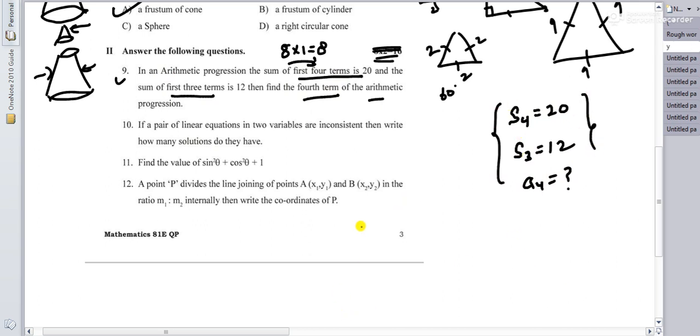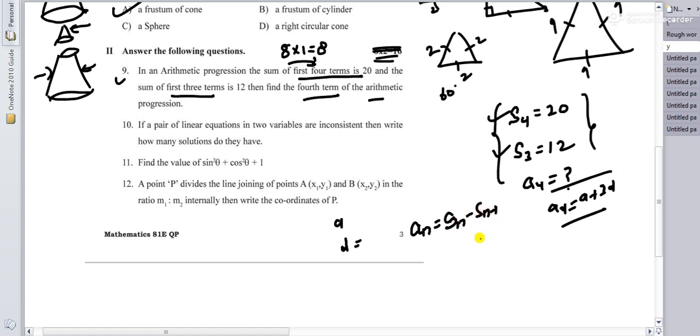If you are going to solve in the form of A and D, you will solve for A and D, and then write A4 is equal to A plus 3D. It is going to take a lot of time, and this question is only for 1 mark. So there is a simple formula which you have to remember. What is that? An is equal to Sn minus Sn minus 1. It means if I have the sum of first 4 terms and the sum of the previous terms, then the subtraction will give me the fourth term. That's what they have asked. So it is 20 minus 12, which is equal to 8.